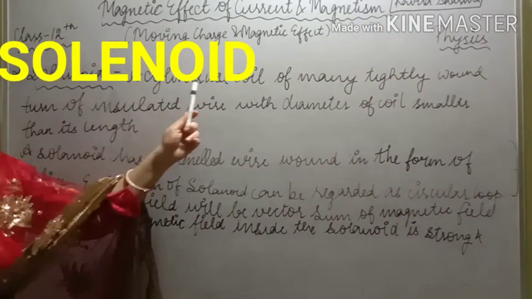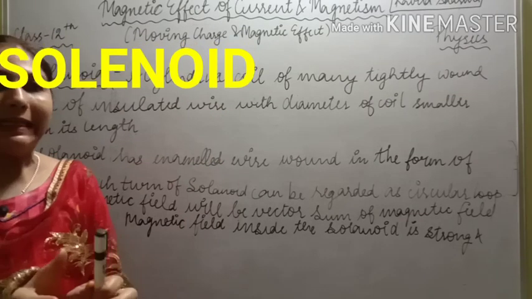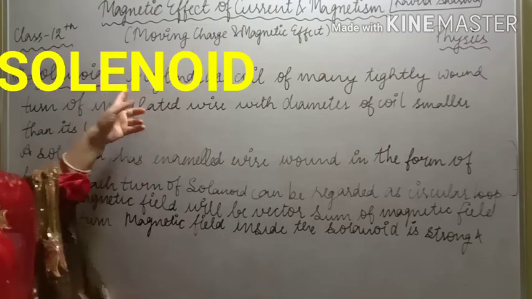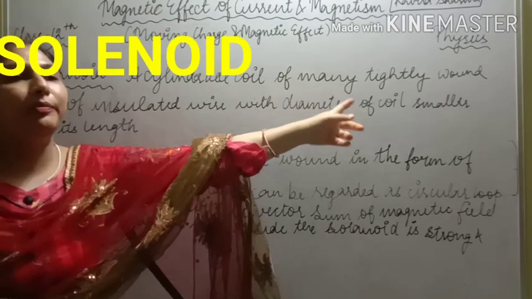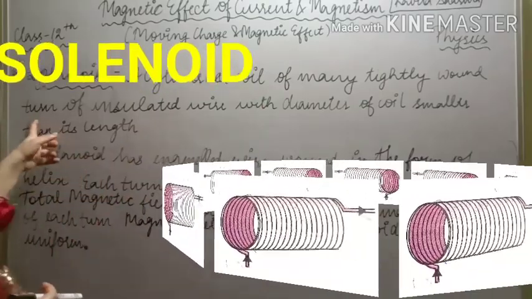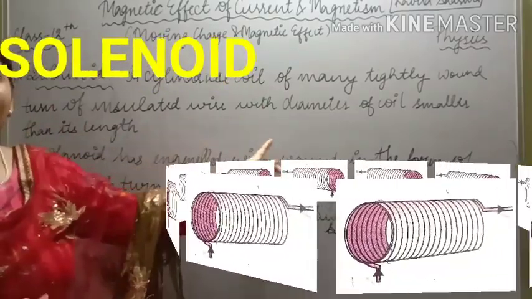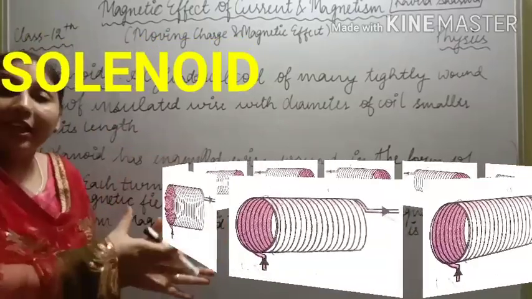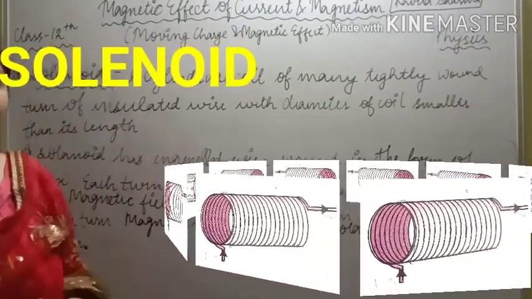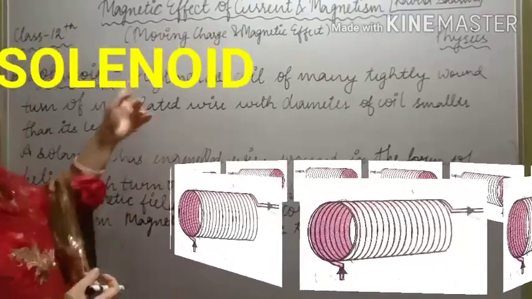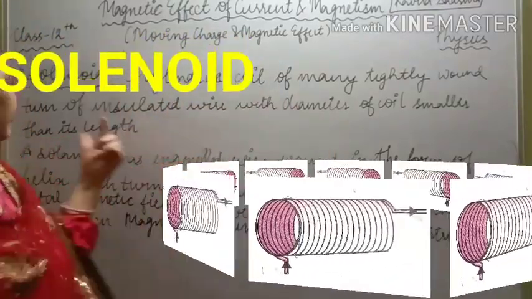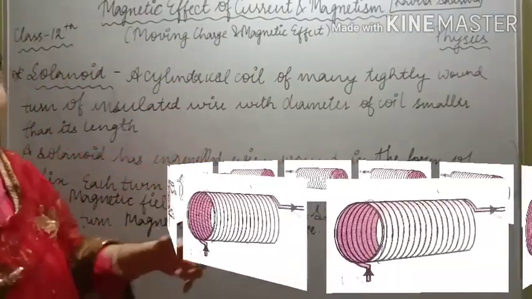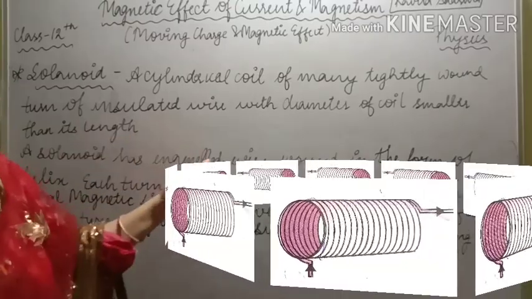A solenoid is a cylindrical coil of many tightly wound turns of insulated wire. I repeat, a cylindrical coil of many tightly wound turns of insulated wire. और ये किस तरह से होती है? इसका diameter जो होता है that is very very small as compared to its length. So we can say that it is a cylindrical coil of many tightly wound turns of insulated wire, with the diameter of the coil smaller than its length, right?